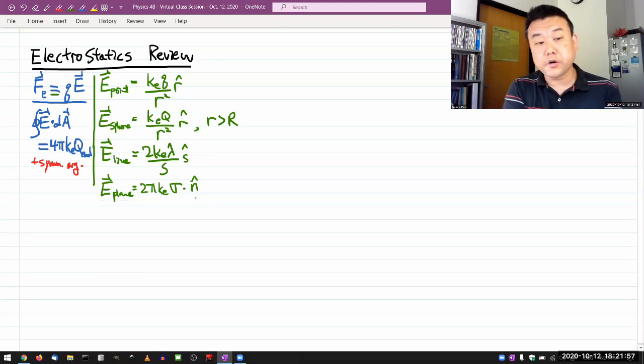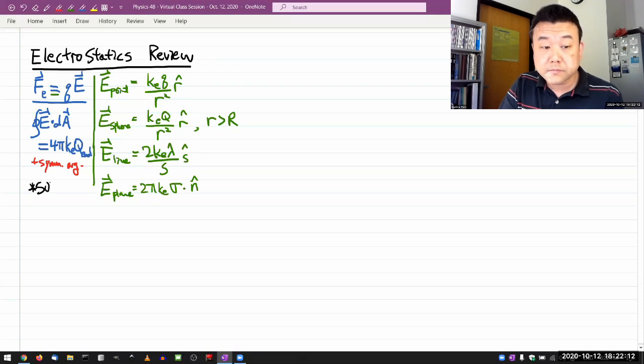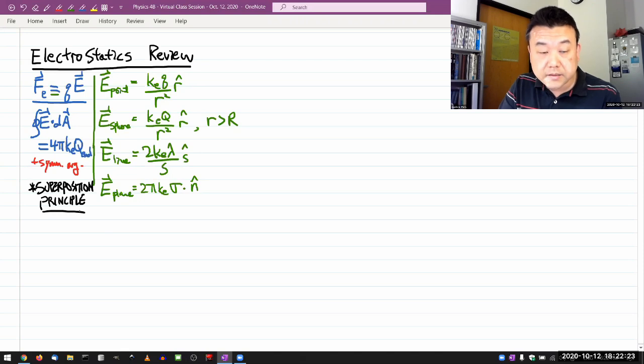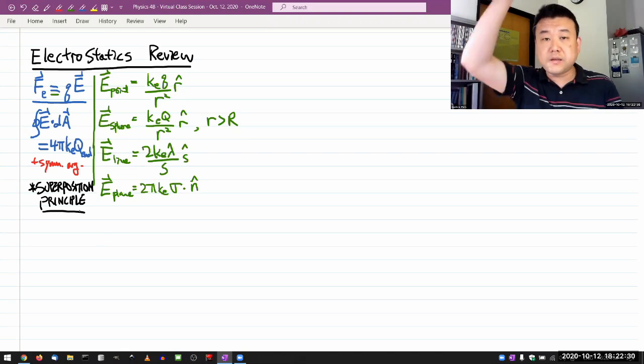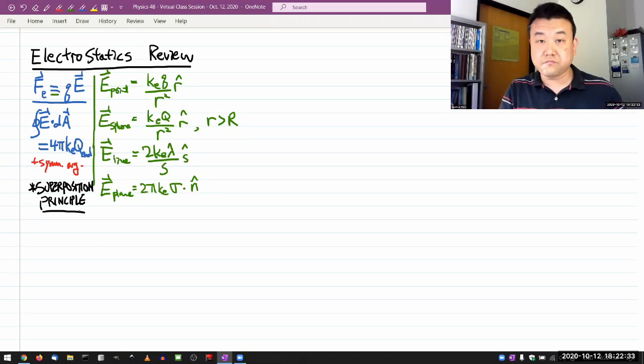So that's the summary of electric field formulas that you should know. And in addition to this, which isn't a formula but a principle that you should know, is the superposition principle. Because there may be situations where you recognize that you don't have enough symmetry. Maybe it's a charge distribution that's a combination of an infinite line and a plane. Then you don't have the requisite symmetry to apply Gauss's law directly.